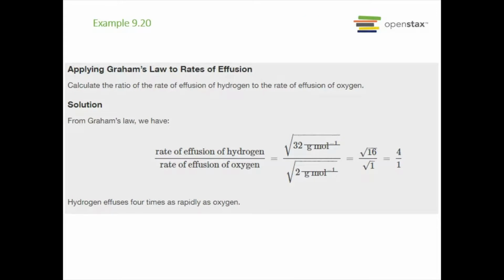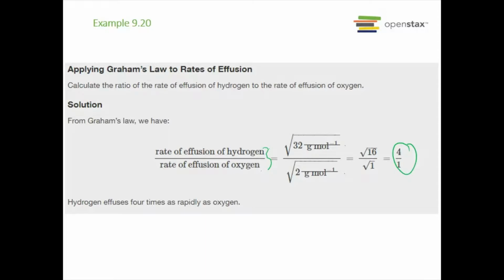So let's look at an example applying Graham's law to rates of effusion. We want to calculate the ratio of the rate of effusion of hydrogen to the rate of effusion of oxygen. So we know the ratio is equal to the square root of B over the square root of A. Since we have hydrogen on top, the molar mass of hydrogen gas needs to go on bottom, and oxygen's on bottom, so its molar mass needs to go on top. So this is equal to the square root of 32 divided by the square root of 2, which is the square root of 16 over 1, which is 4 over 1. So hydrogen is going to effuse 4 times as fast as oxygen.